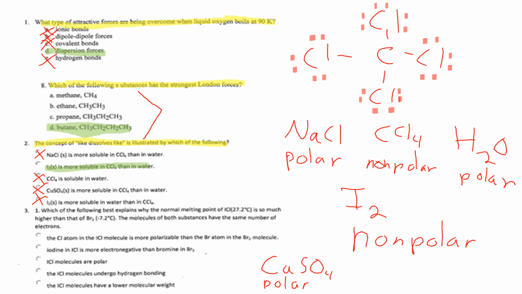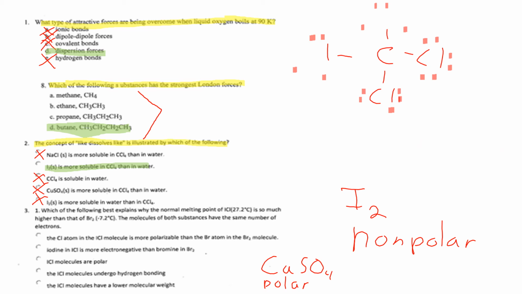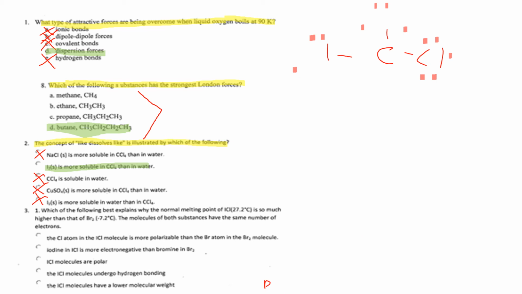So our correct answer for this one should be that I2 is more soluble in CCl4 than it is in the water. So that's how you can go through and use that idea of like dissolves like after you've identified molecules as either being polar or nonpolar. So we're just going to erase our margins here so we can look at the last question on this slide.